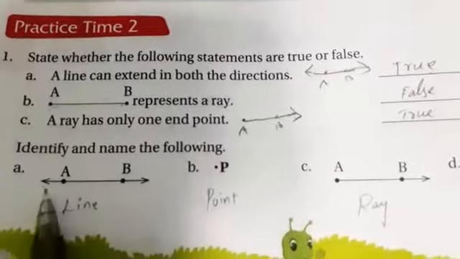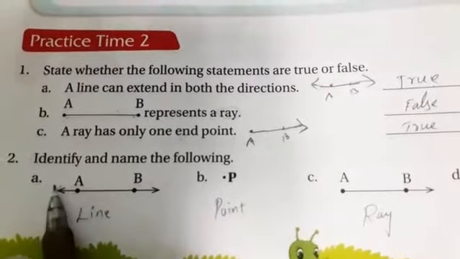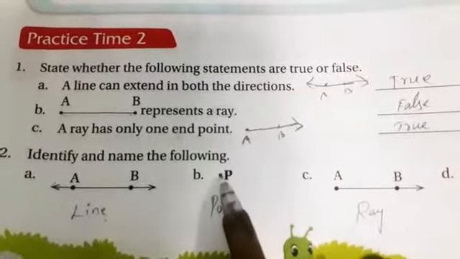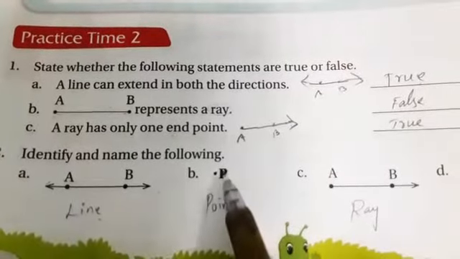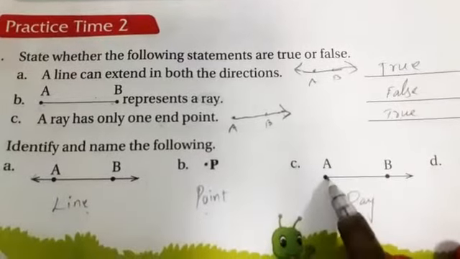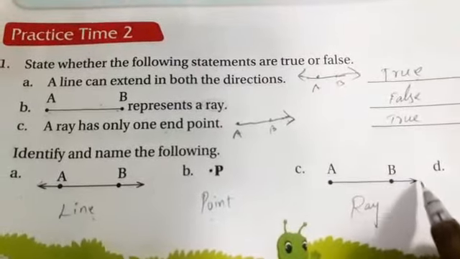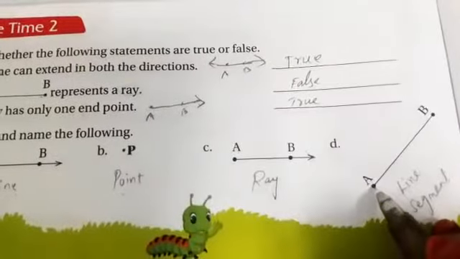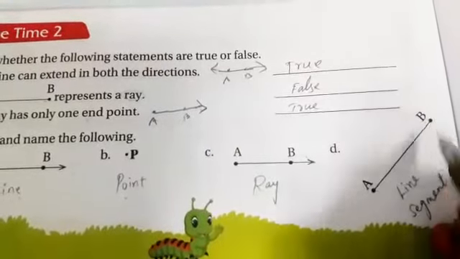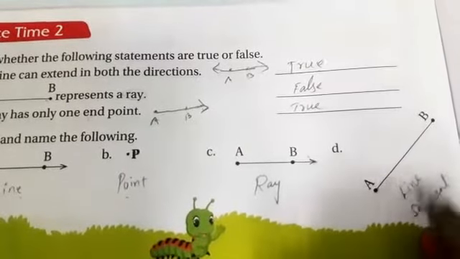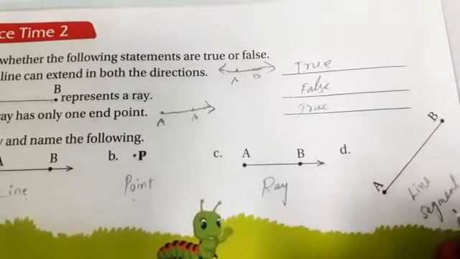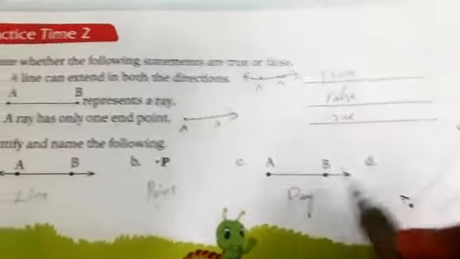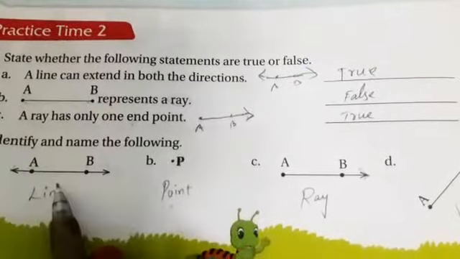Here identify and name the following. Here it goes in both directions. A line extends in both directions. That is called the line, L-I-N-E. Here one point is denoted, point P. That is called the point. Here A and B, a ray has only one ending point, so that is called the ray. Here look at A and B. A and B represent the line segment, L-I-N-E, S-E-G-M-E-N-T. Only one end point is a ray. Both directions extending is a line. Okay.